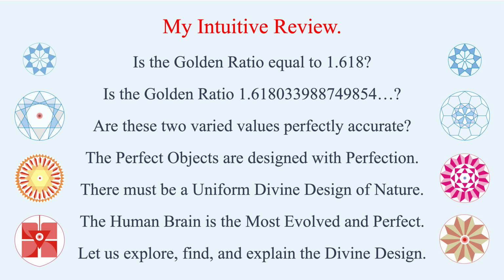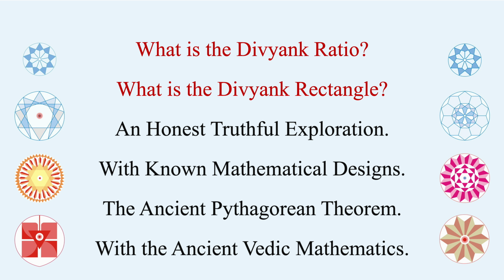Now let's explore and find the divine design. Now, what is DIVYANK ratio? It is much better than golden ratio. And what is DIVYANK rectangle? It is better than golden rectangle. An honest, truthful exploration with the known mathematical designs, other things which I have given. These are the questions and raise how ancient Indian mathematics knew it very well.